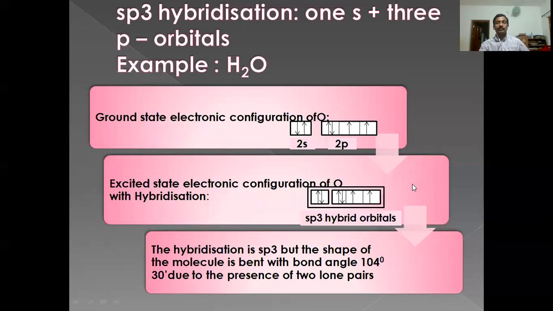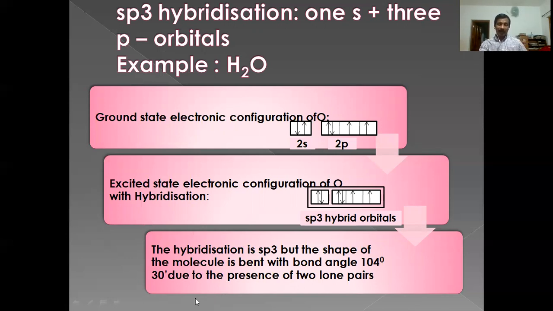Next one is H2O. H2O also has sp3 hybridization. In the scheme of hybridization, the ground state electronic configuration of oxygen is 2s2, 2p4. Therefore, there is a pair of electrons here, here also a pair of electrons, and in these two orbitals unpaired electrons are present. It can form two bonds. In the excited state, it will undergo hybridization to form four orbitals of the same energy and shape. Out of these four sp3 hybrid orbitals, two are carrying paired electrons, and the remaining two have unpaired electrons.